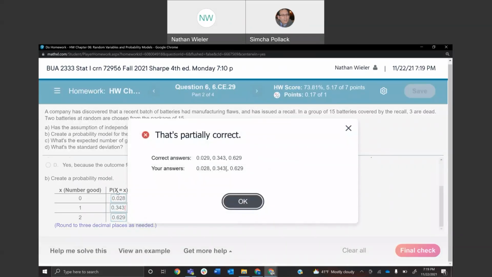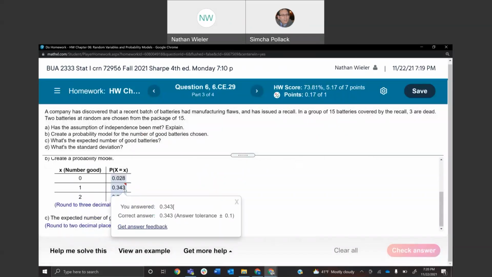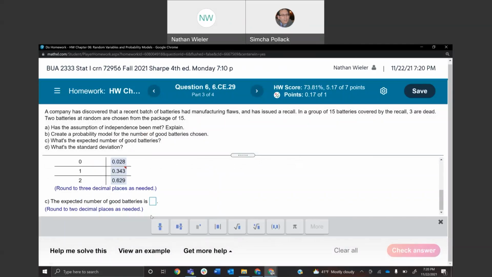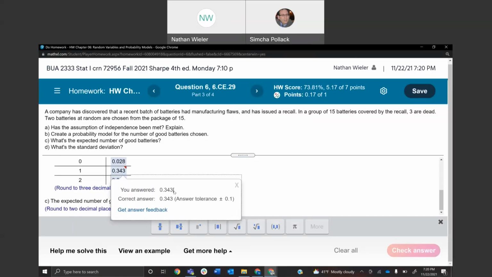Oh, sorry. I accidentally put a thing there, but that was right. No, it's not right. No, it was right. I just accidentally put a little bracket. Oh, okay. I mistyped. Okay.